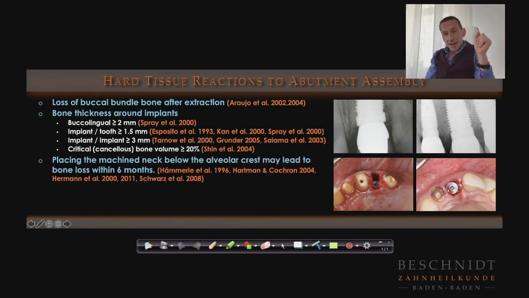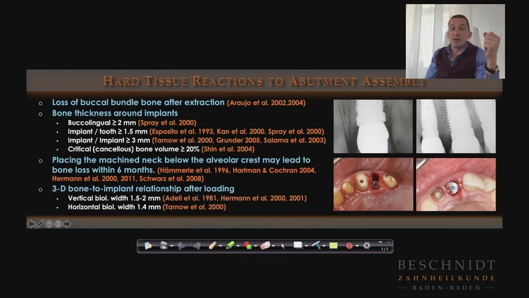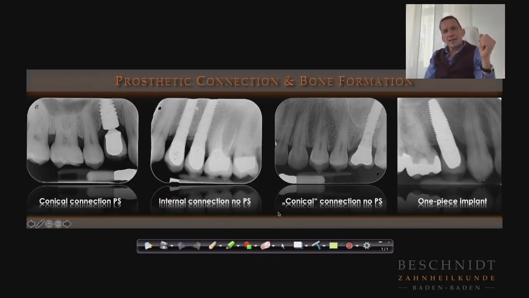Placing the machined neck of an implant below the alveolar crest may lead to bone loss. So that's the next thing we should think about, the implant design of the neck. Do we need a machined neck or do we need a rough neck? And the 3D bone implant relationship after loading. This is the biology. What happens because of biological reactions? Looking at these 4 different kinds of implant connections, you see this is a conical connection. This is, I think, one of the largest platform switchings on the market.